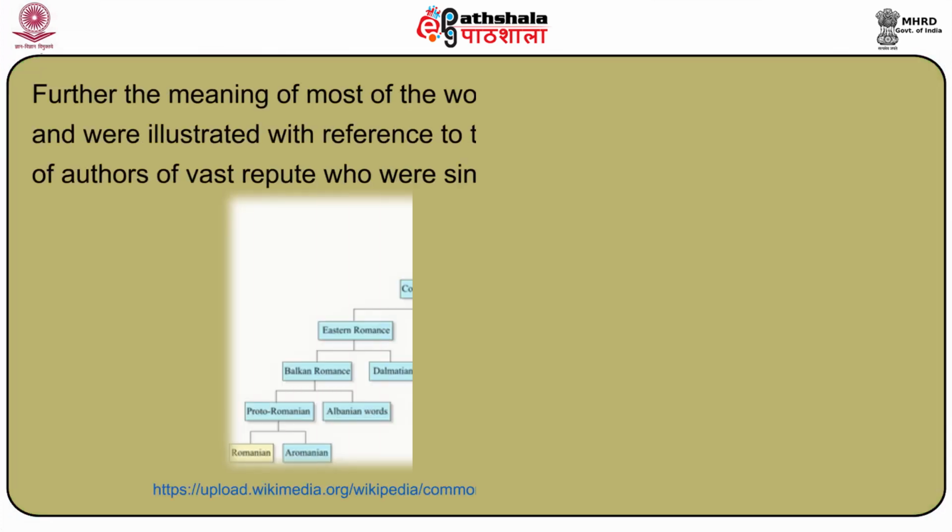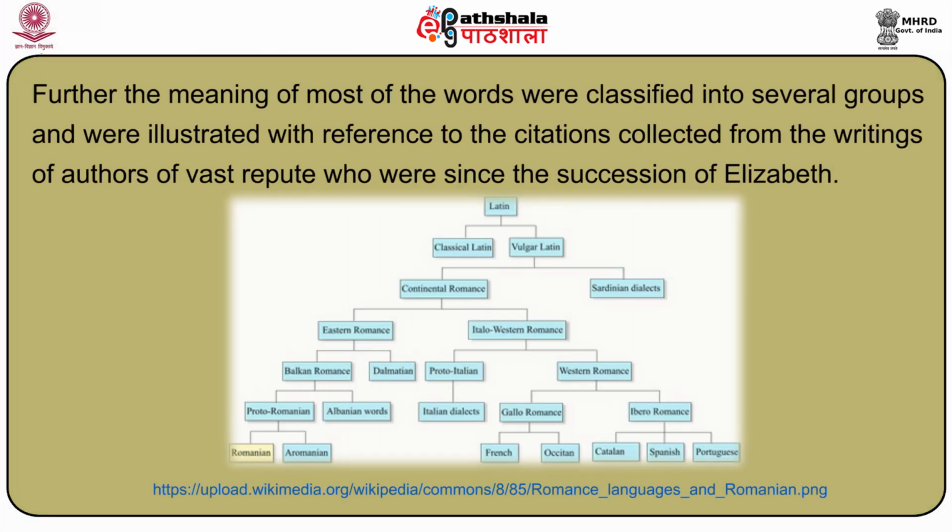Further, the meanings of most of the words were classified into several groups and were illustrated with reference to the citations collected from the writing of authors of first repute who wrote since the accession of Elizabeth. So what happened? He also identified the meanings, classified them systematically, and also noted which reputed authors had used them in different ways.